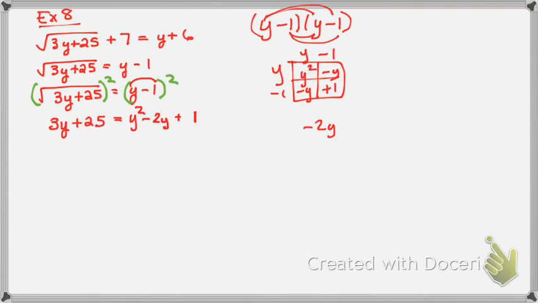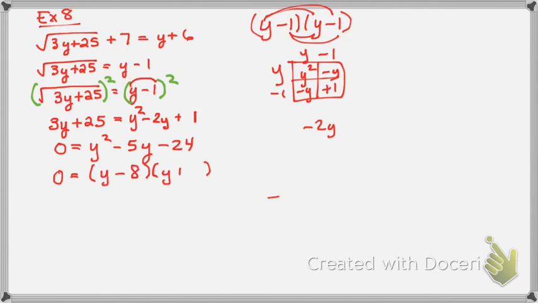How can I solve that quadratic? Get everything on one side, right? So subtract 3 from both sides, and I get a negative 5y. Subtract 25, and I get a negative 24. Now I have a 1, so that means I can skip the box. Is there anything that will multiply to give me negative 24 and add to give me negative 5? Where do I need the negative? Negative 8. Okay, so y minus 8 and y plus 3.